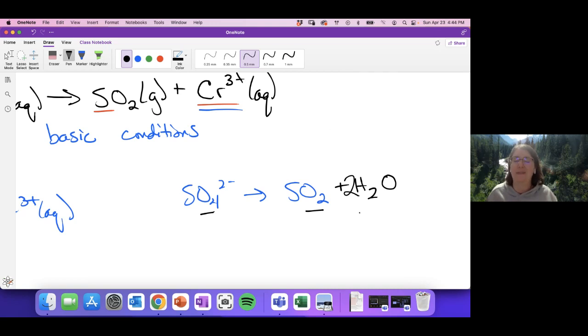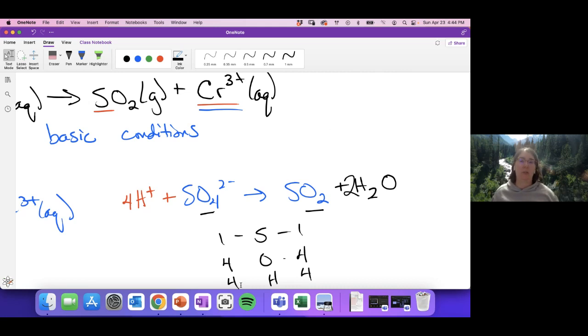Now that I've added water, I've also added hydrogen. So I have to fix this. So since I added hydrogens to the right-hand side, I have to add hydrogens to the left-hand side. So I have 2 times 2, which is 4 hydrogens, so 4 protons. Now, the nice thing here is when I think about sulfur, I've got 1 sulfur and 1 sulfur. When I think about oxygen, I've got 4 here and I have 4 here. And when I think about hydrogen, I've got 4 and I have 4. So everything is balanced right now.